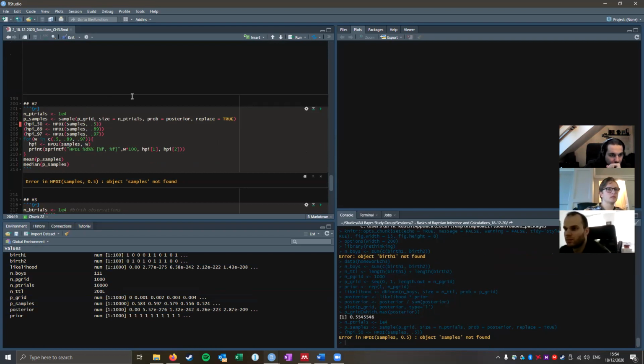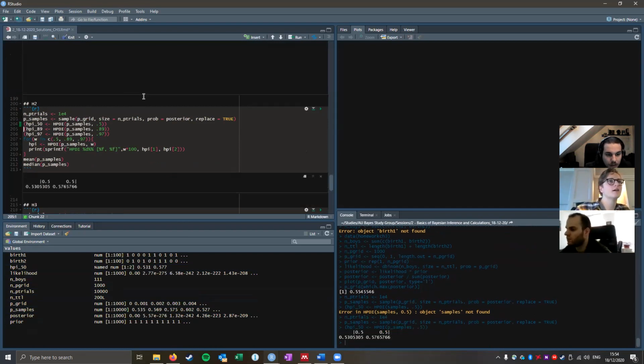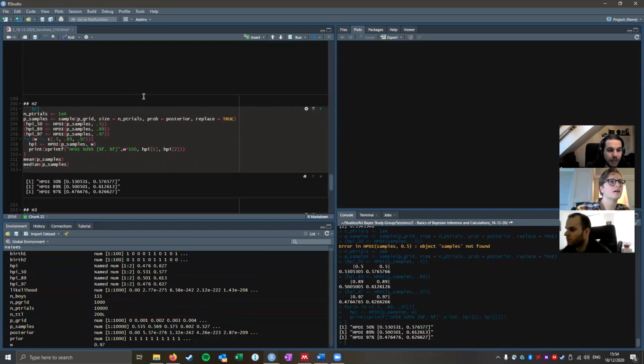Samples not found. Oh yeah, I may have run this on the wrong object, I guess, because this is supposed to be on p_samples. I think this may have been me being on the wrong stuff. Yeah, that was me. I ran this on samples, which was an object that came from a different function earlier. So I'm really glad we found this because now I get the same values as you. Perfect. Yeah, no, that was on me. That was just a typo on my end.